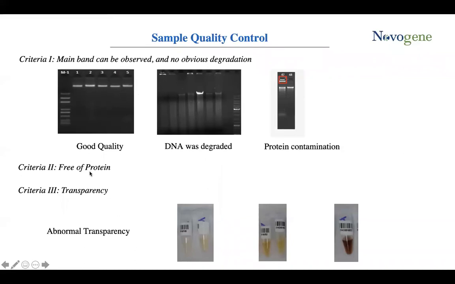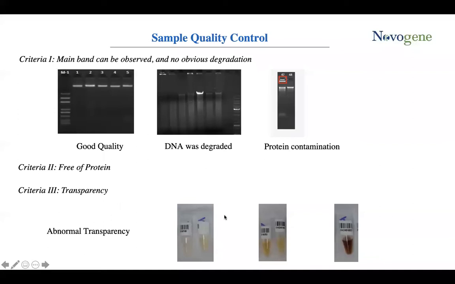Criteria number two is that the DNA should be free of protein contamination. We may look at the picture here to the right that we can see the bands up here in the loading well, which is basically the protein contamination. We don't want that. And the third criteria is about transparency. We should observe no obvious color, and the sample should be totally transparent.